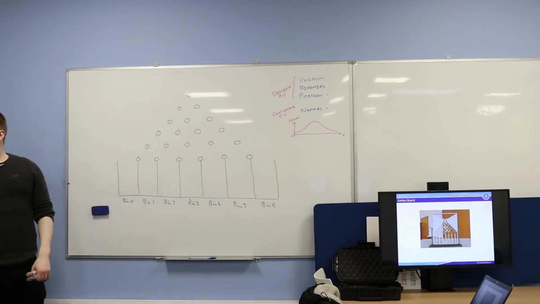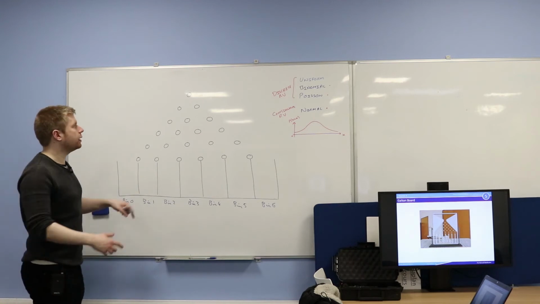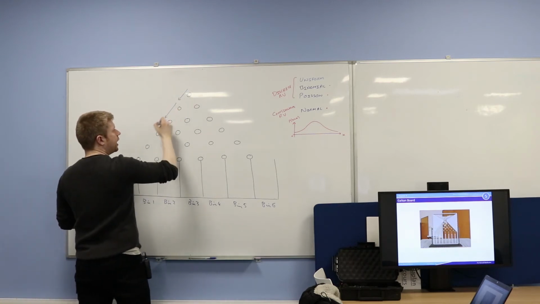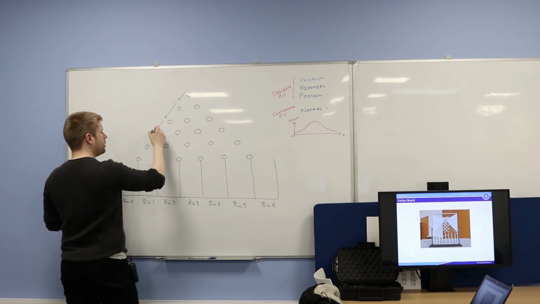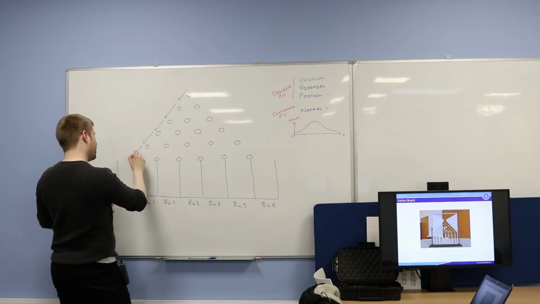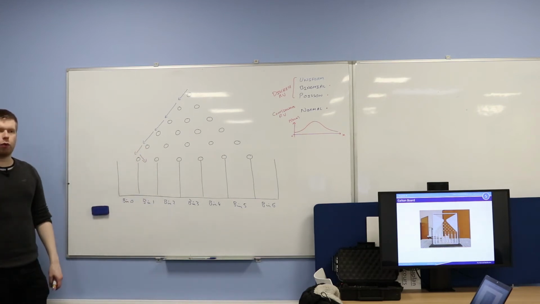Let's see a possible path that we can take to get to this bin. So we could go left, then left again, then left again, then left again, and then left again, and then right. Okay? So that's one possible path that we could take.